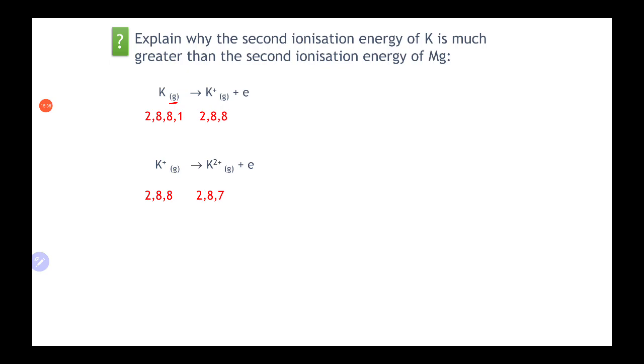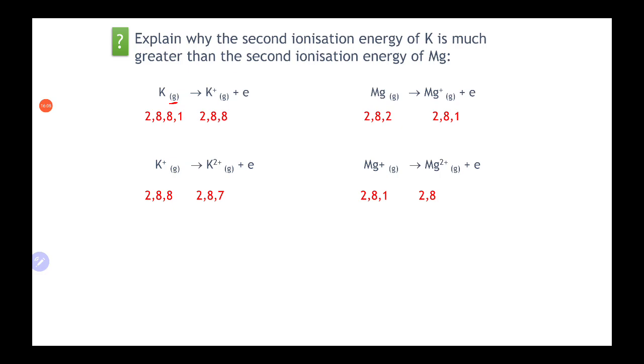So that's fine. If we look at magnesium, before we even start to answer the question, do the same thing again. So magnesium in the gaseous state is going to Mg+. Your initial electron arrangement's 2,8,2, going to 2,8,1. And then if we do the same thing again, we're going from Mg+, which is then losing a second electron, to go to Mg2+. So you're losing this outer electron here.